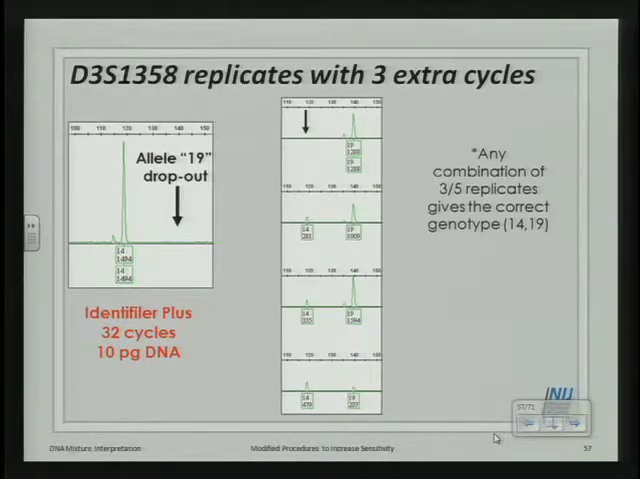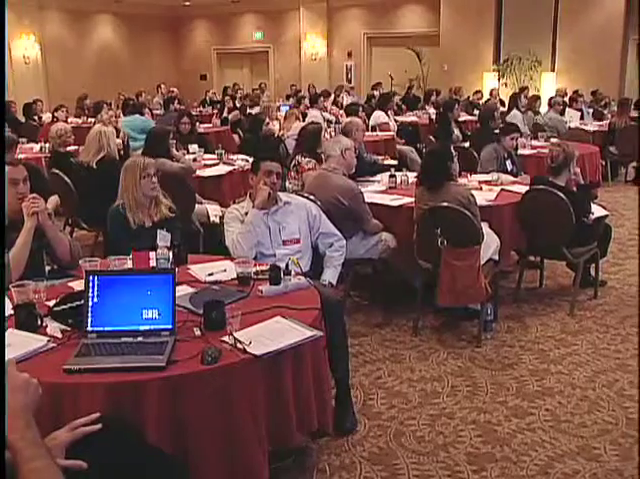If I were to pick 3 of those, any 3 at random, I would still get the correct genotype. So just doing one amplification would give potentially an incorrect genotype. I would have potentially only typed the 19 here, or just the 14. But if I were to take any 3 of these together and develop a consensus, I would come up with the correct genotype.